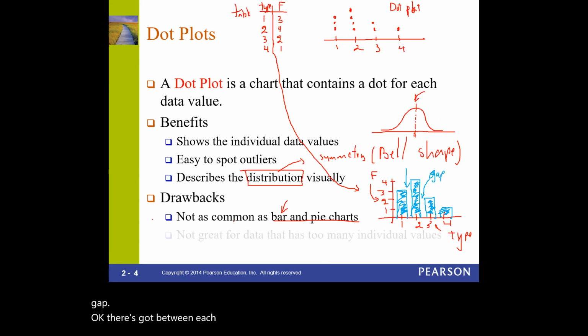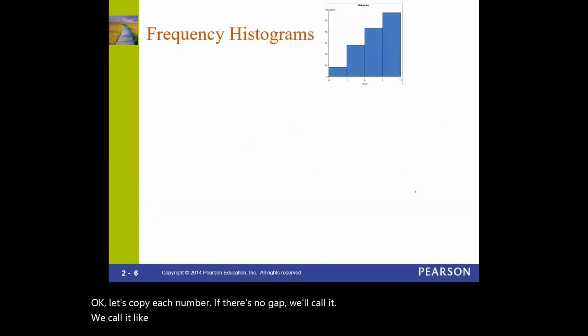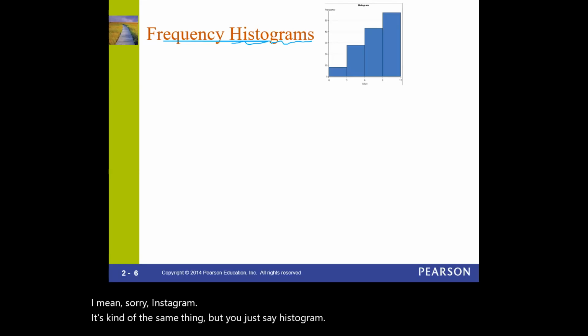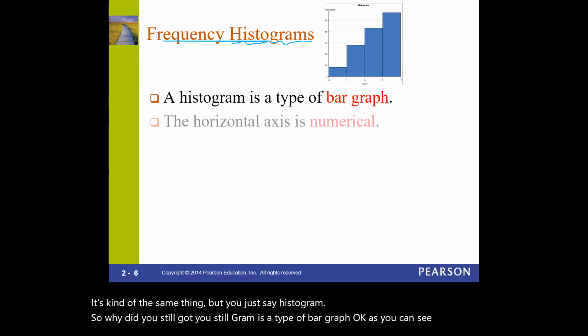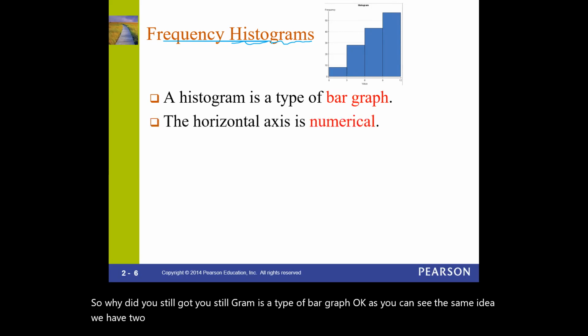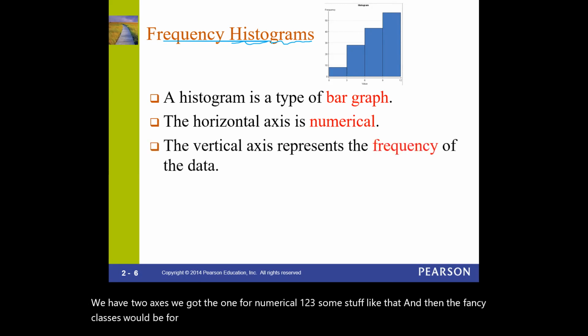If there's no gap, we call it a frequency table. I mean, sorry, histogram. It's kind of the same thing, but you just say histogram. So what is a histogram? A histogram is a type of bar graph. As you can see, the same idea. We have two axes. We got the one for numerical values, 1, 2, 3, and then the vertical axis will be for the frequency of data.